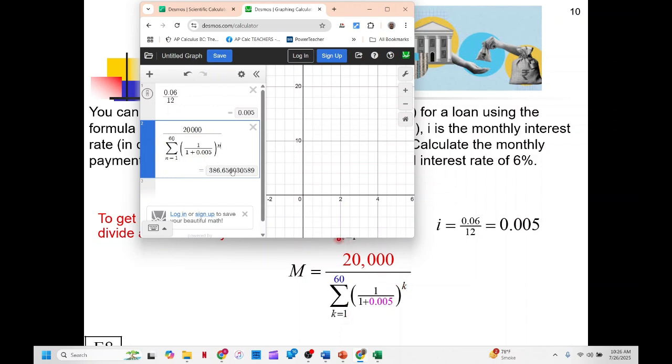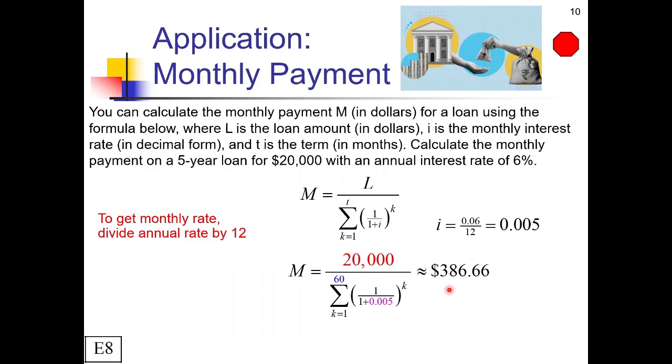So this is what it all comes out to, about $386.66, which seems kind of reasonable. Doesn't seem super crazy. So there we are.